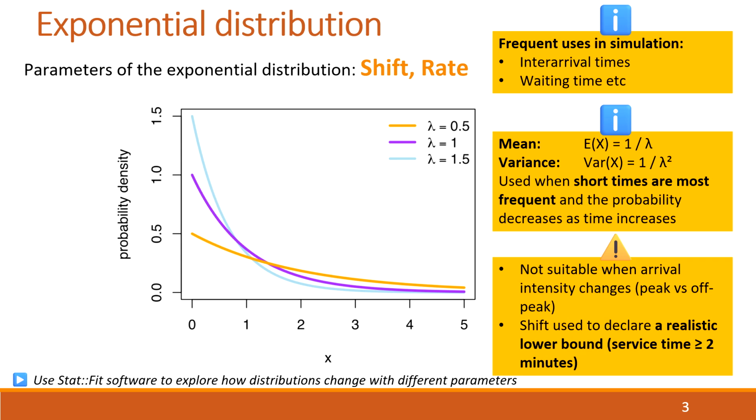A limitation of the exponential distribution is the following. It assumes a constant arrival rate, so it doesn't model peak and off-peak periods well. A shift can be used to define a realistic minimum time, for example, a service time of at least 2 minutes.